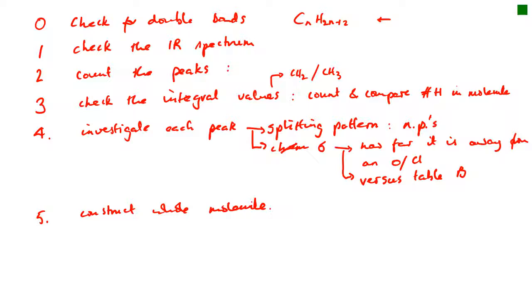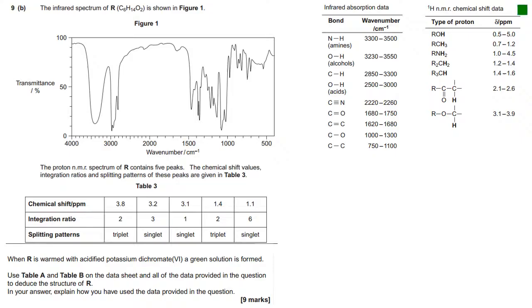We've got 5 steps. What we're going to do now is look at an actual exam question and follow that process and get to the structure of the whole molecule. So here I have table A and table B all on the same sheet, as well as the question paper. So it's a little bit busy, but let's see what we can do.